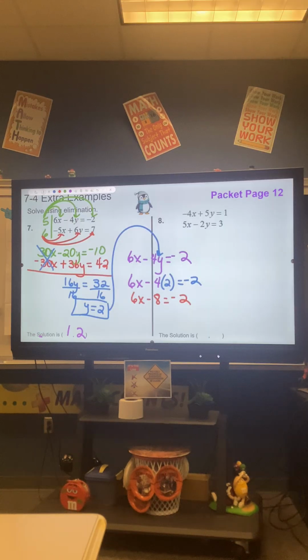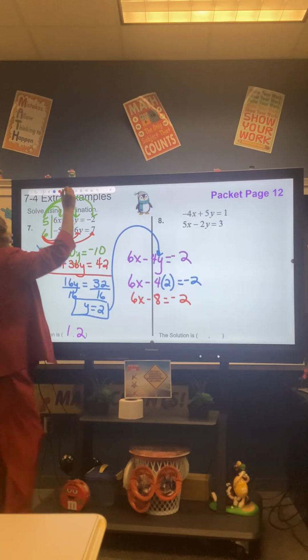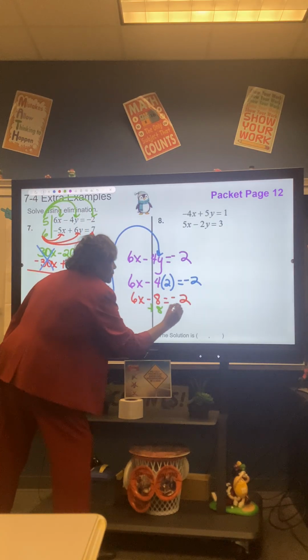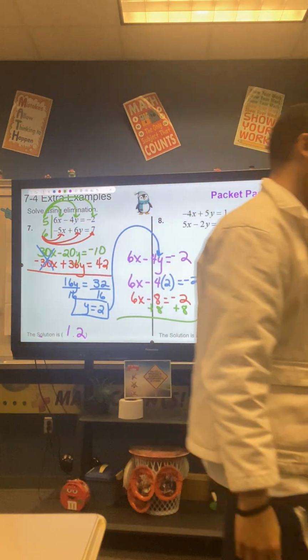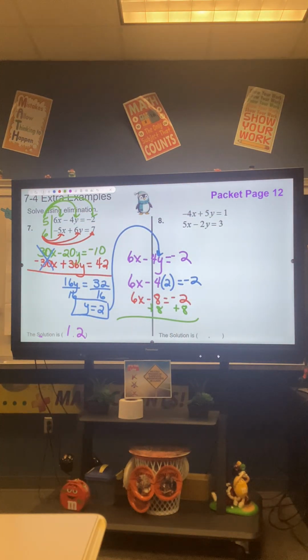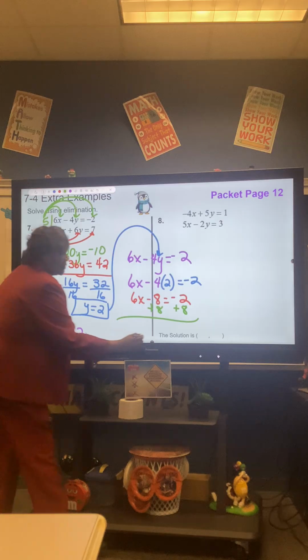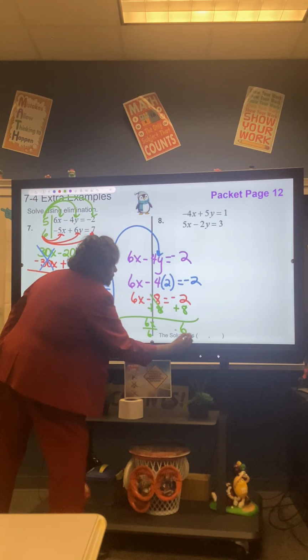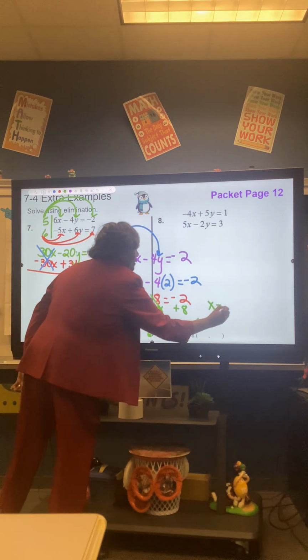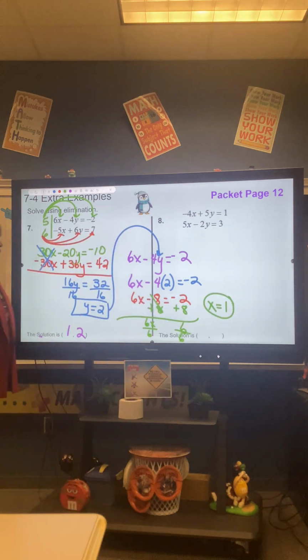I am going to add 8 to both sides. If you have $8 and you pay Miss Mitchell her $2 because you always owe me my money, that means you should have a positive 6. You should have $6 left. Divide both sides by 6. X is equal to 1. Am I cooking with grease?